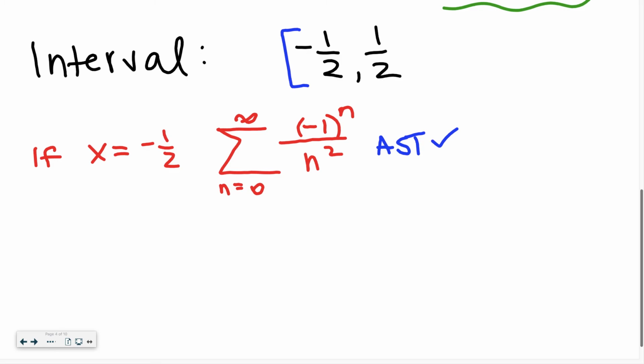Now, we just went through like 2 weeks of you showing me all of your work with these tests. When we're testing the endpoints of an interval, if you just tell me what you used with a check mark, I'm going to be pretty good. Cool. Now, what happens if we plug in 1/2?